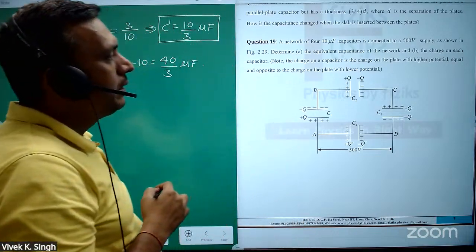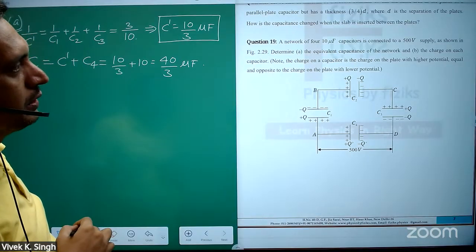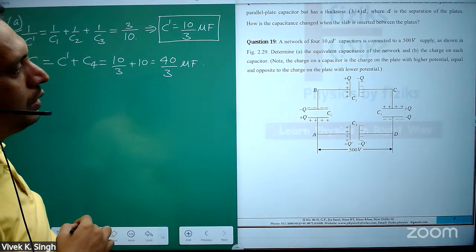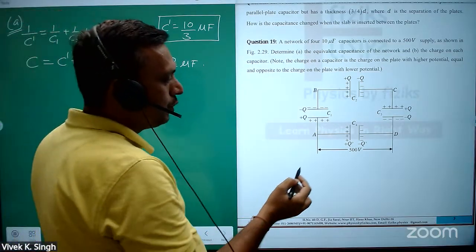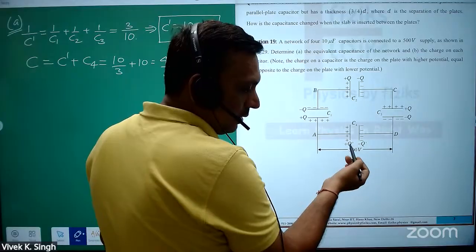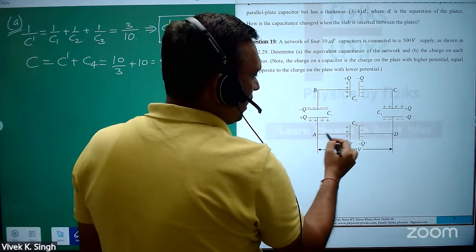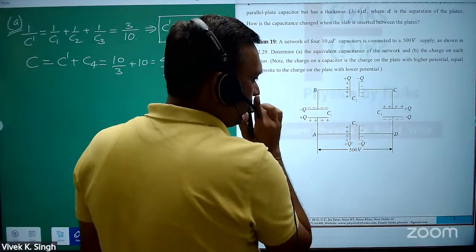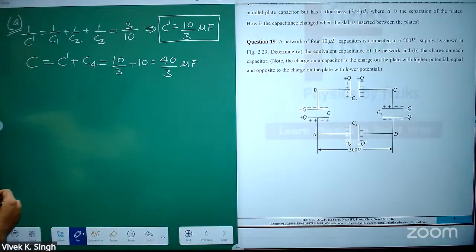Now B part, the charge on each capacitor. What will be the charge on each capacitor? So in parallel, potential will be the same. So along these three, the total potential difference will be 500. So on one particular, you should divide it by 500 by 3.